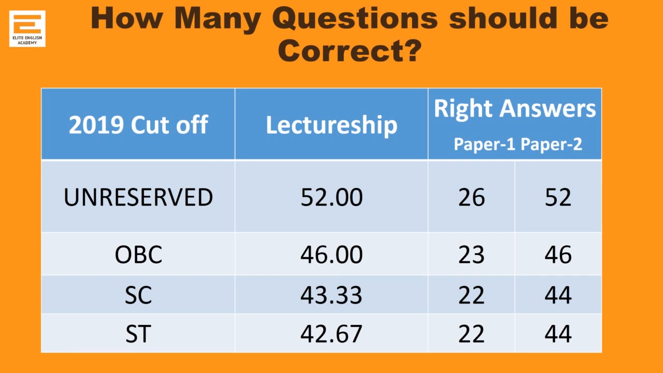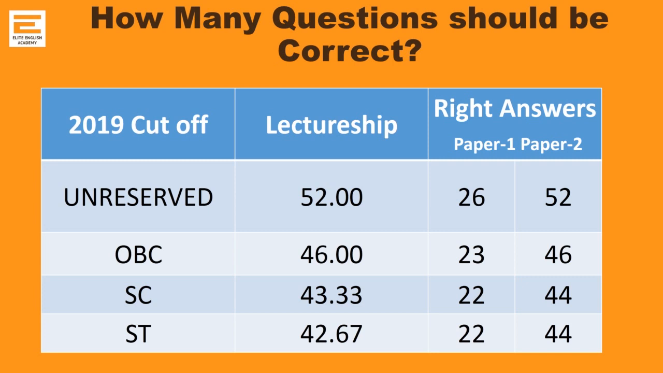Here one more important thing is, I have calculated them together. But if you have scored 20, that is the minimum requirement. If you have compensated that mark in the second paper, no problem. So roughly this should be your plan. According to the 2019 cutoff, for different categories, for general 52, OBC 46, and the remaining categories 43 and 42. Based on this, you have to calculate.